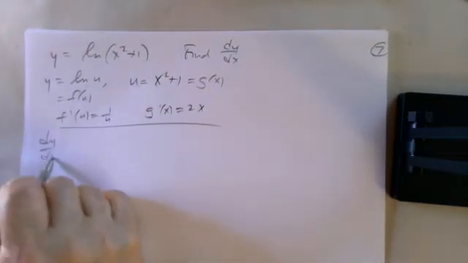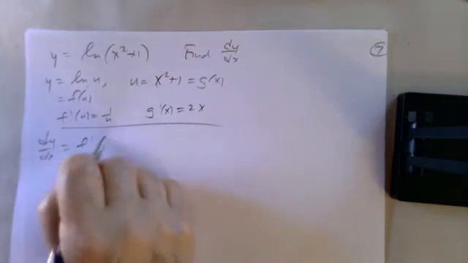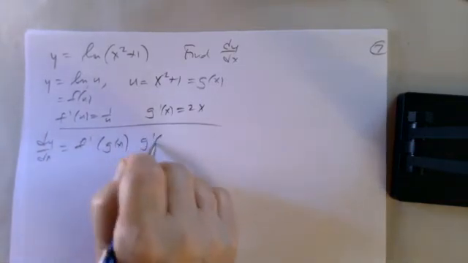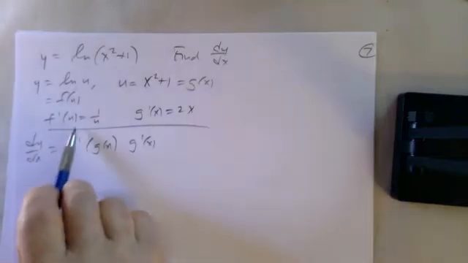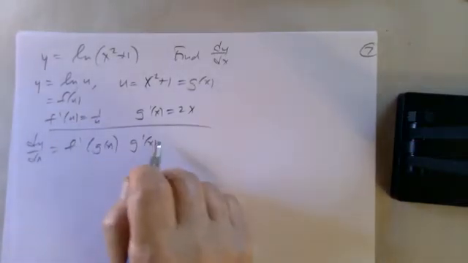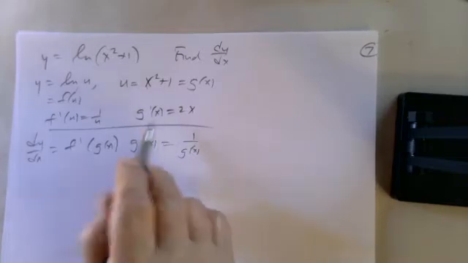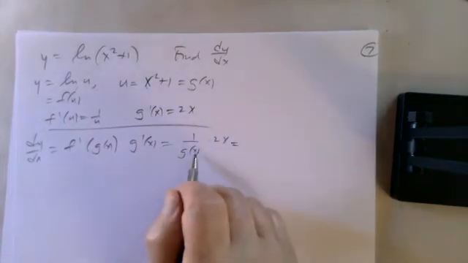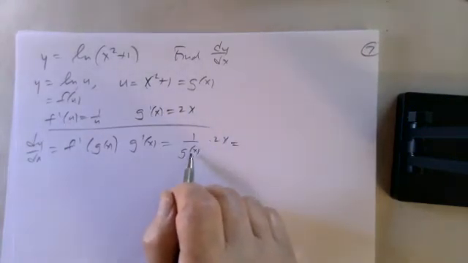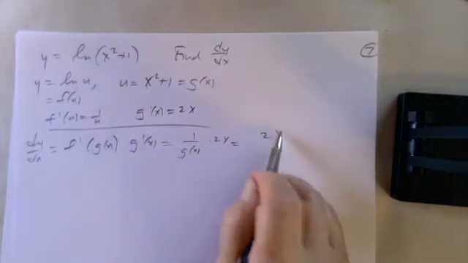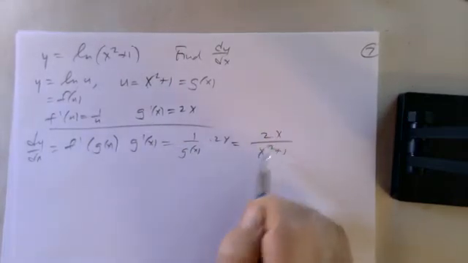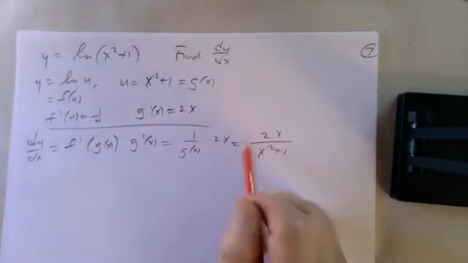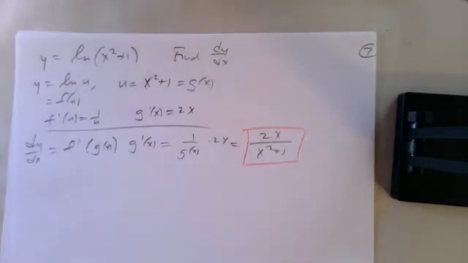So dy dx by the chain rule is f prime evaluated at g of x times g prime of x. F prime of u is 1 over u, so this is 1 over g of x times g prime of x, which is 2x. G of x is x squared plus 1. So we get 2x over x squared plus 1. And that's the answer.